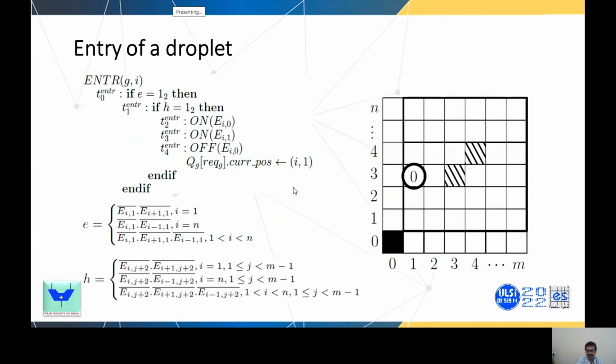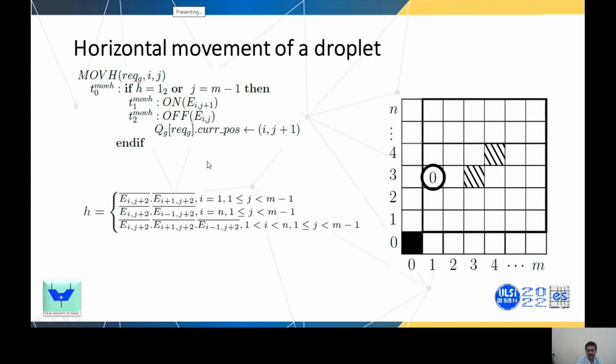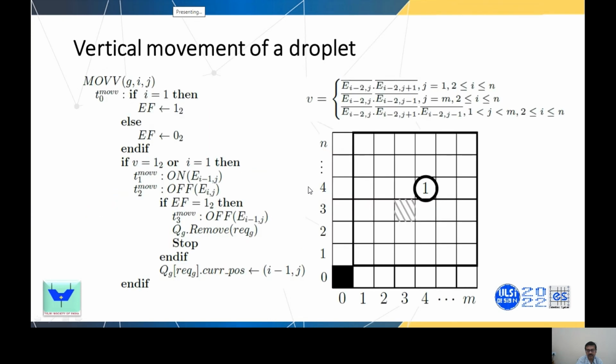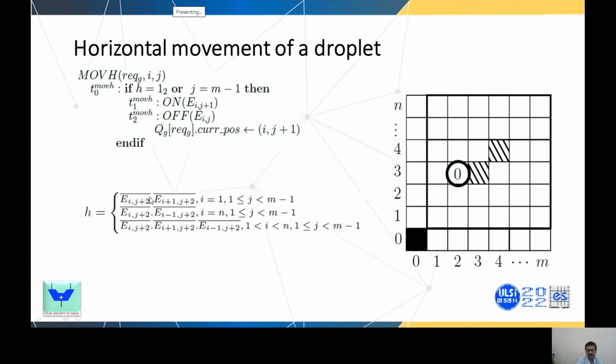After the entry takes place, the droplet moves horizontally towards the target position using the move H instruction, and after it reaches the target region, it can move vertically using the move V instruction. All the conditions are checked using the fluidic constraints, so that there is no mixing of 2 different droplets, which can lead to the failure of the cooling.